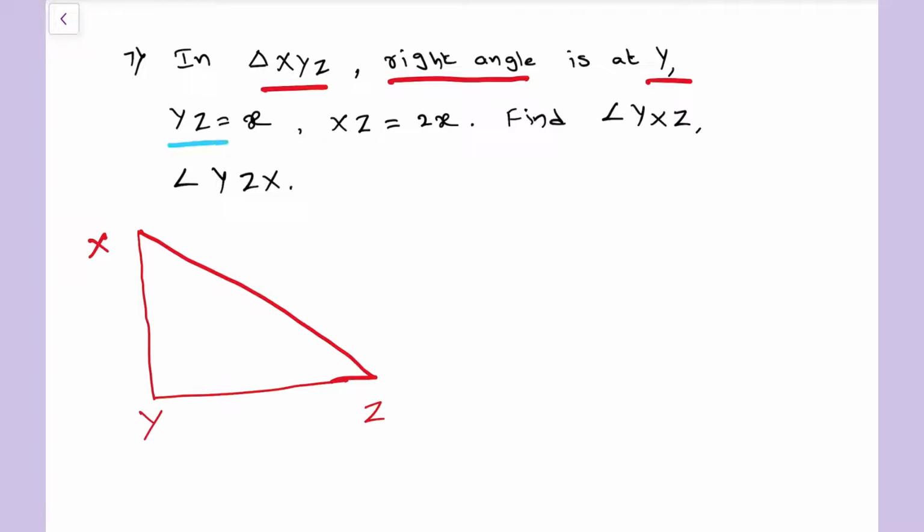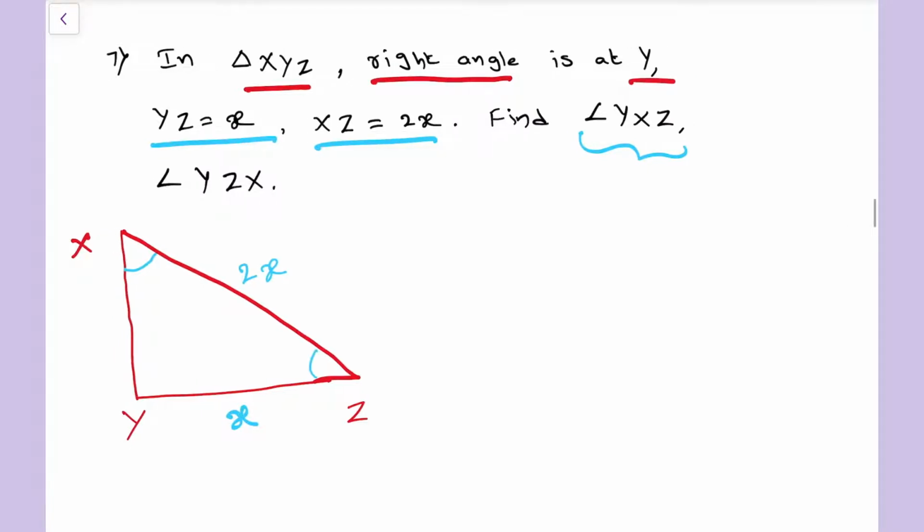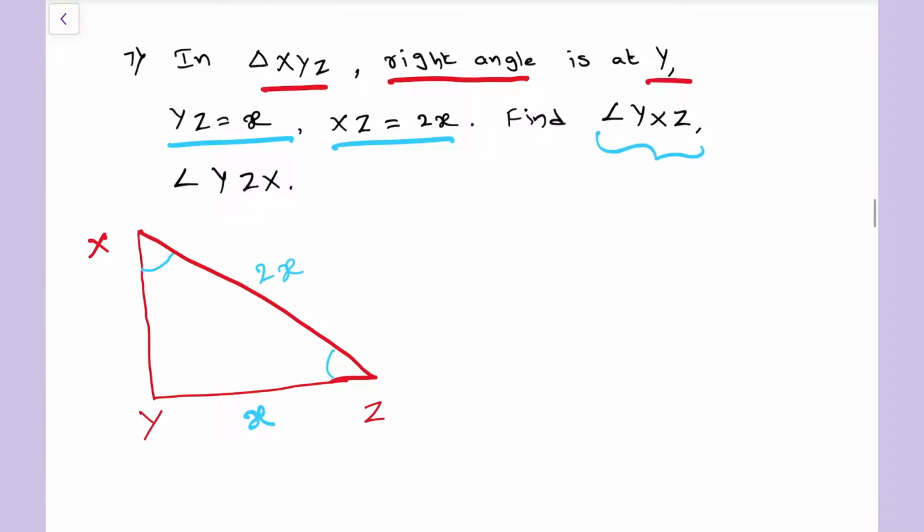Next, YZ is given as small x. XZ is given as 2x; the hypotenuse is given as 2x. Then he is asking us to find angle YXZ, this one, and angle YZX, this angle. So he is asking us to find these two angles. Let us check how to find them.